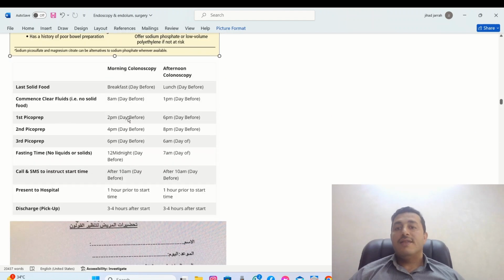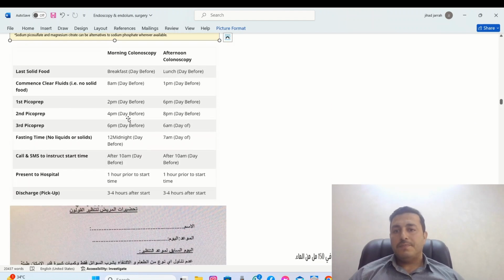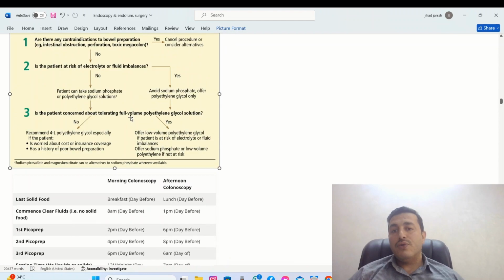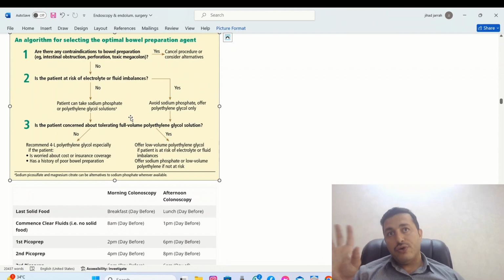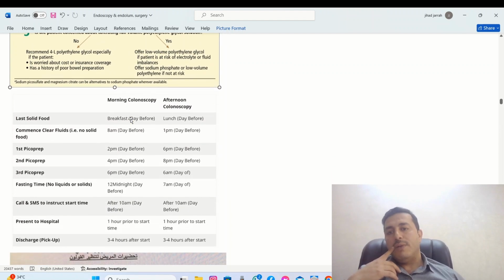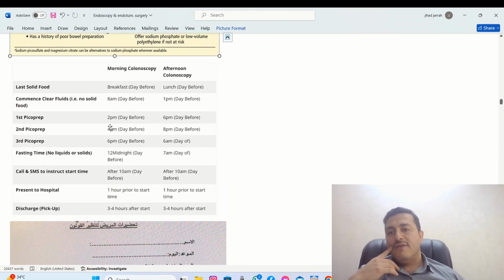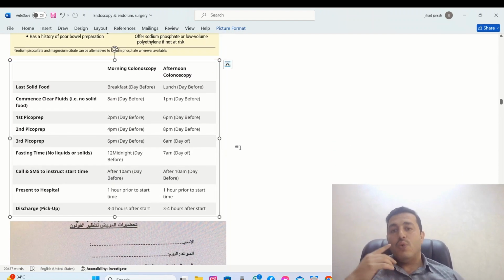We talked about the regimen. How the bowel preparation is done doesn't depend only on the agent we already discussed. There are other adjuncts to the bowel preparation. You can see here, for example, this table explains what the patient should do 1 or 2 days before bowel preparation.